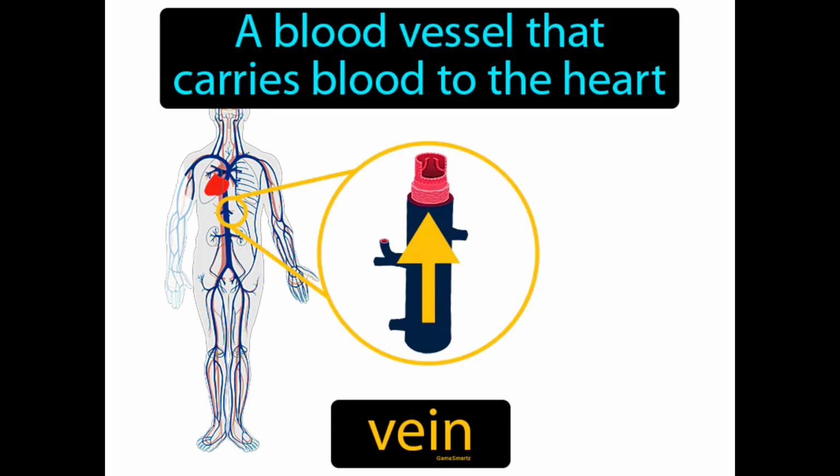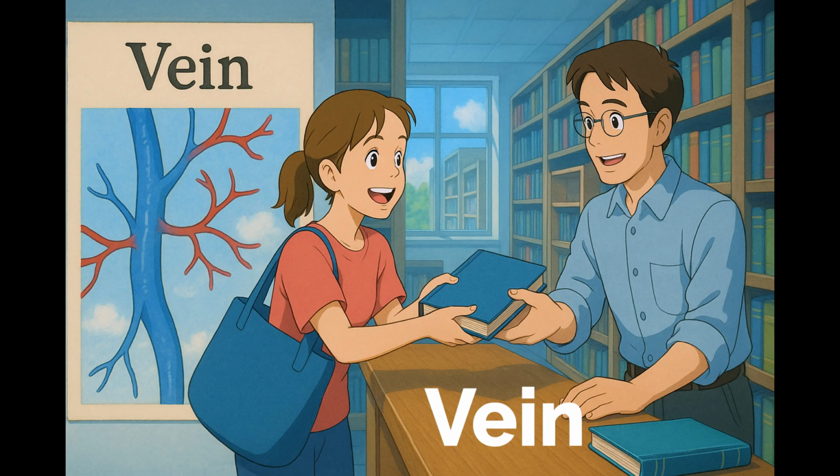A blood vessel that carries blood to the heart, vein. A vein is a type of blood vessel that returns blood to the heart after it circulates through the body. Imagine trying to return a library book before its due date, ensuring it gets back to its rightful place on the shelf. This act of returning the book is similar to how veins work in the human body.